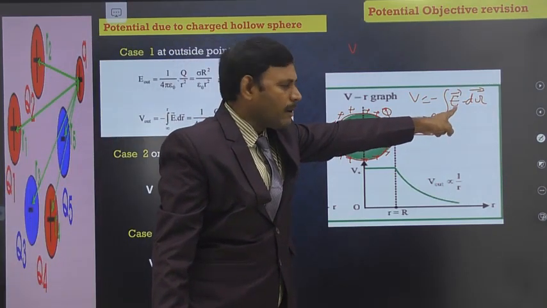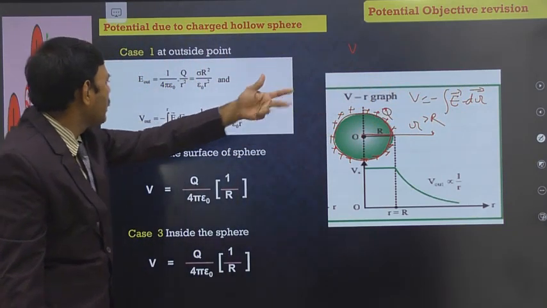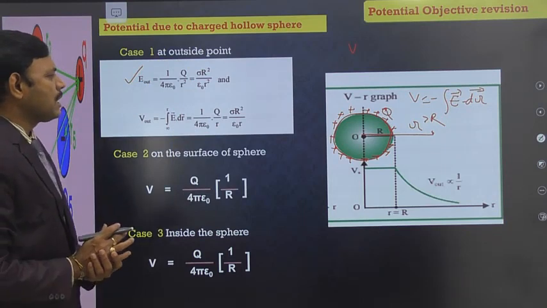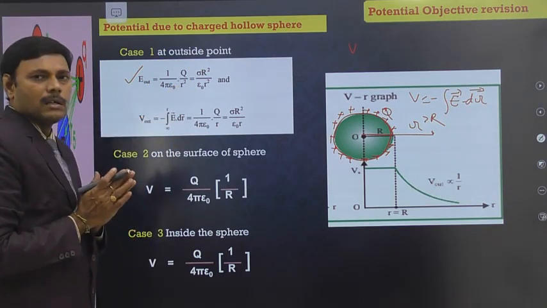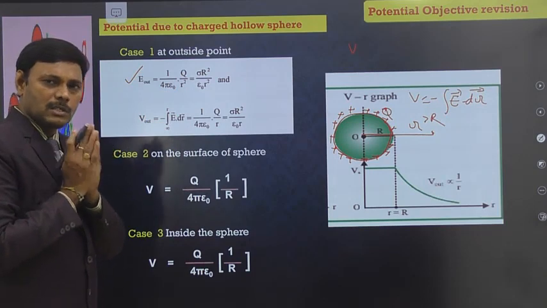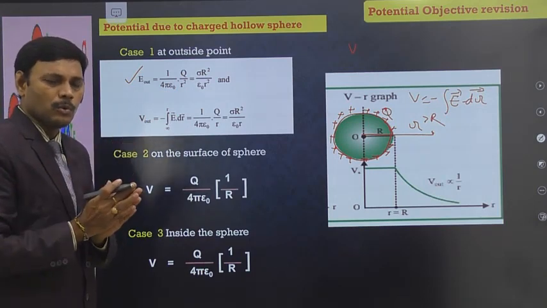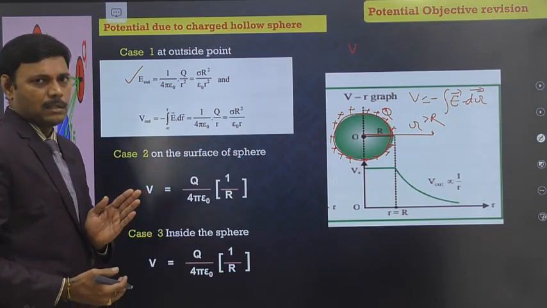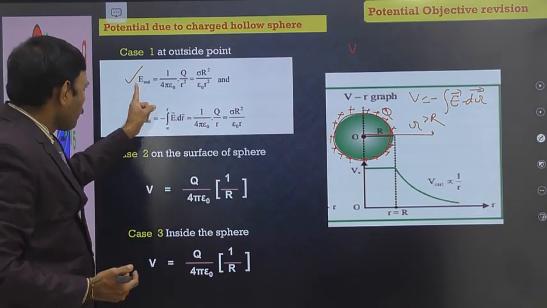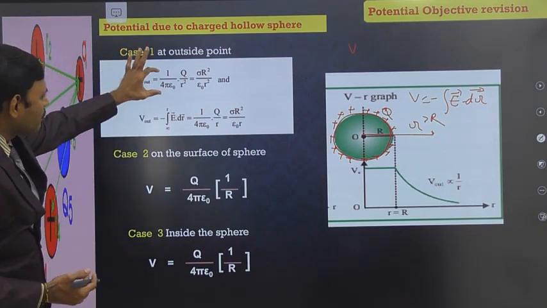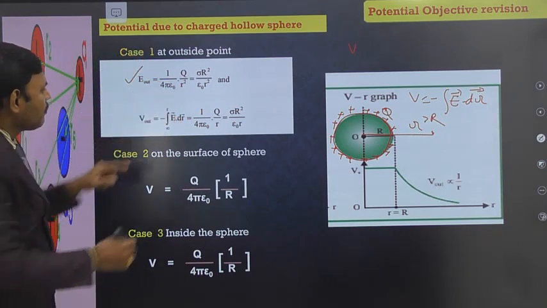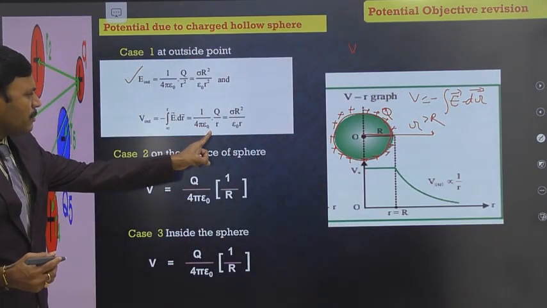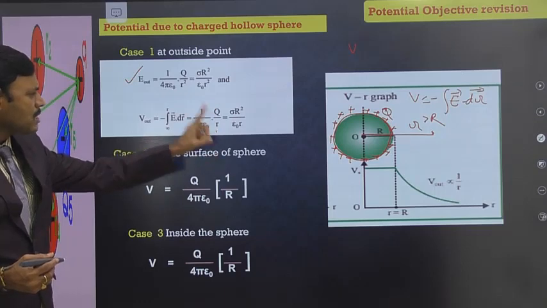Replace E by 1 by 4 pi epsilon naught q by small r square, and by integrating it we get this formula. Here we have a hollow charged sphere having charge q and radius capital R. At an outside point, which is at a distance small r, the electric field is given by 1 by 4 pi epsilon naught q by r square. By using this electric field in this formula, we get potential, that is 1 by 4 pi epsilon naught q by small r.